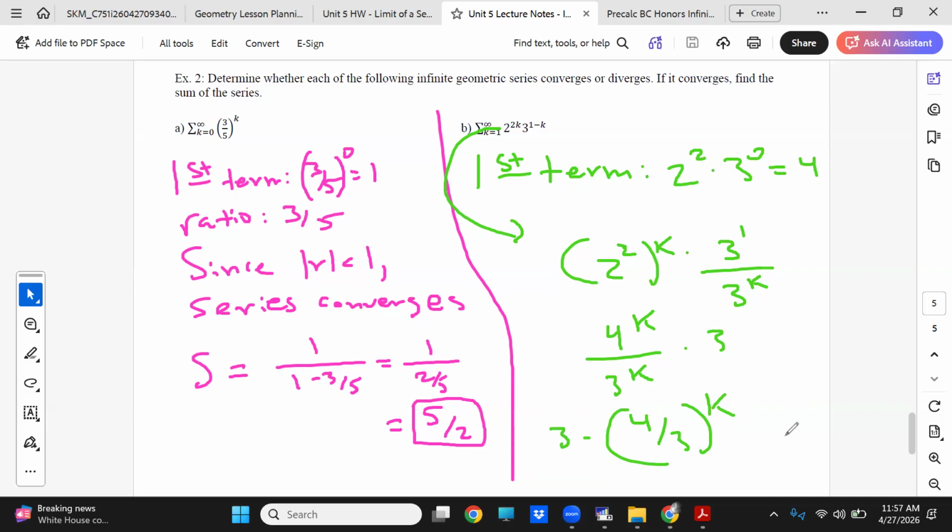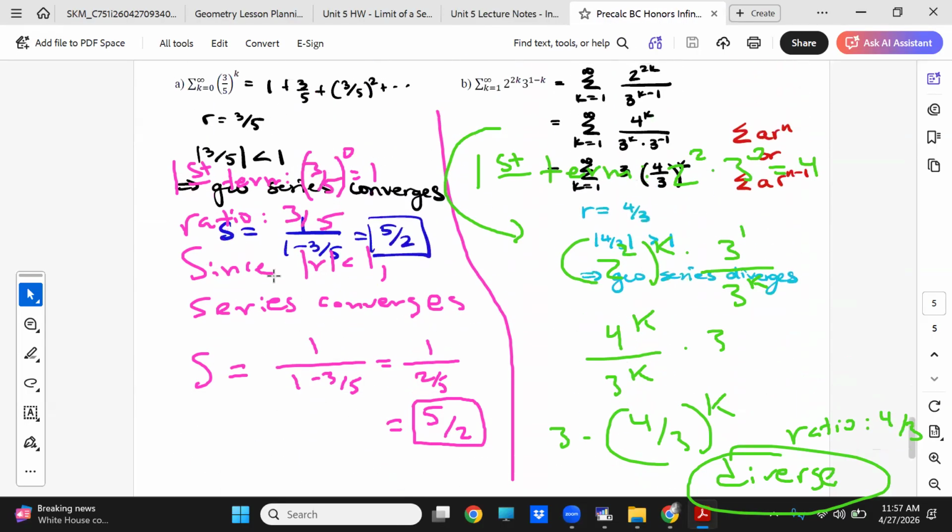Now, what's my r value here? It's 4/3. So this will diverge. But you have to prove it, because your ratio is bigger than 1. Just get a little creative with the way you treat the exponents. Okay, we're good. I'm pretty sure the answer key shows that as well. Yep, our r is 4/3.